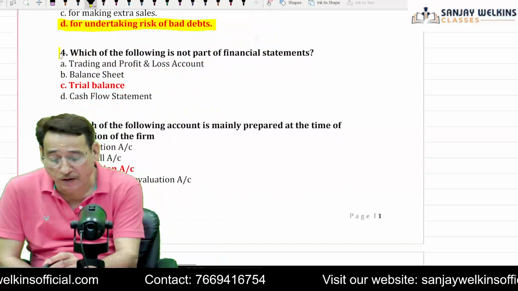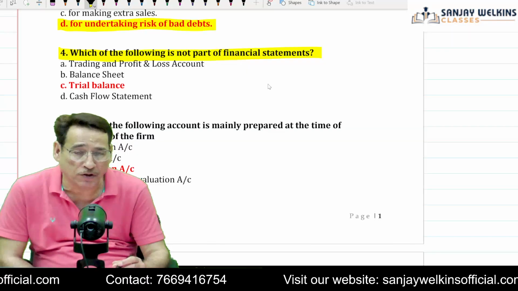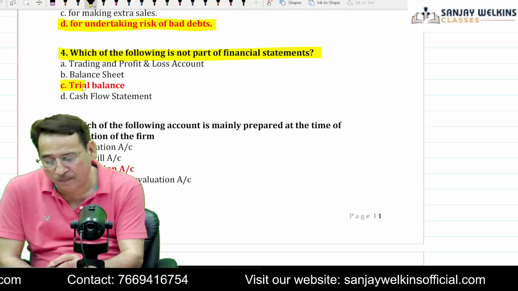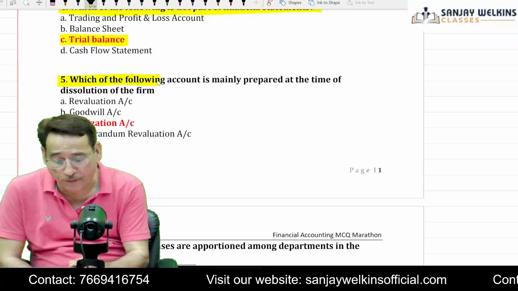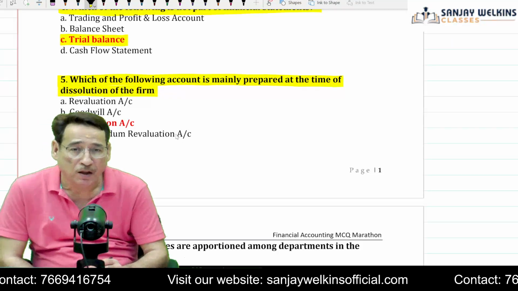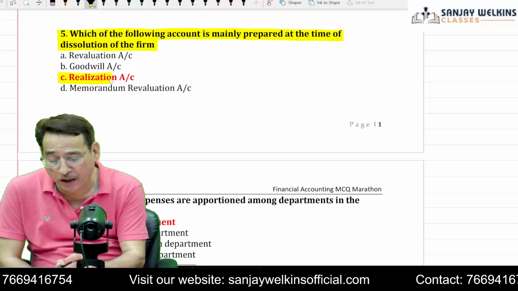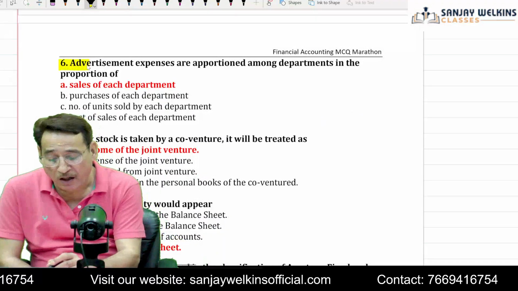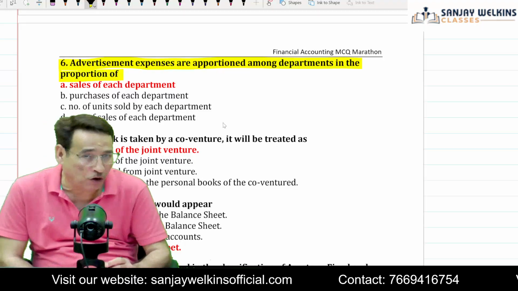Which of the following is not a part of the financial statement? Financial statement comprises the trading and profit and loss account, balance sheet, cash flow statement, and even notes. But trial balance is a mere statement. It is not a part of financial statement. Which of the following accounts is mainly prepared at the time of dissolution of the firm? We know that revaluation, goodwill and memorandum revaluation account deal with admission of a partner, but realization account deals with dissolution.